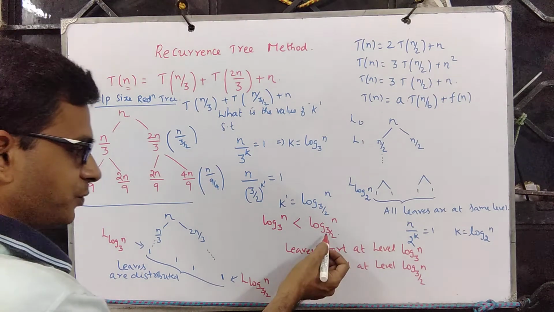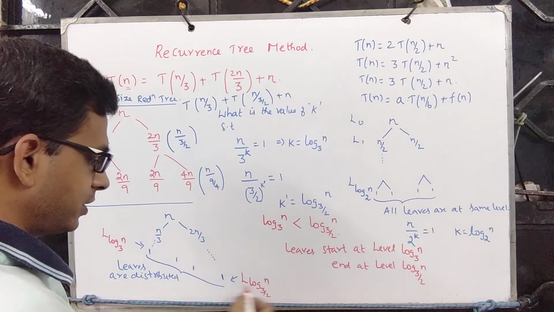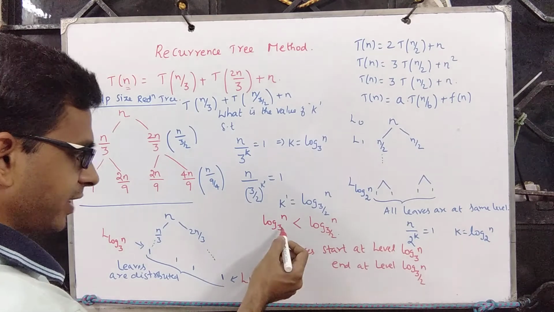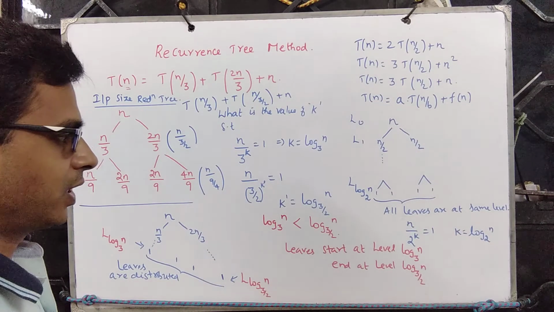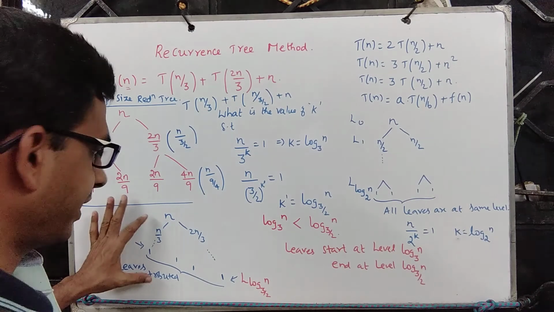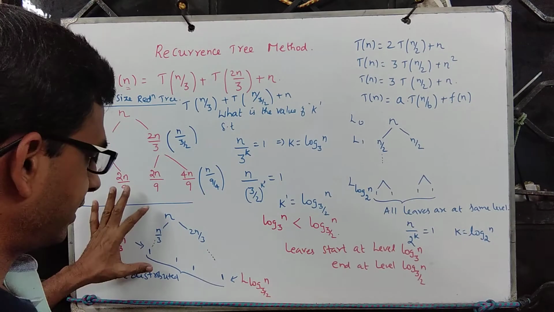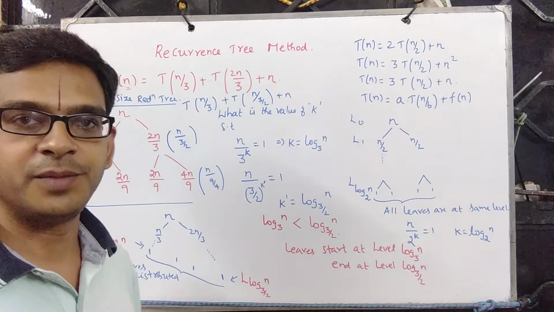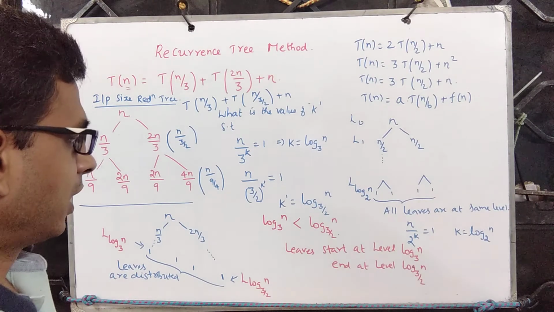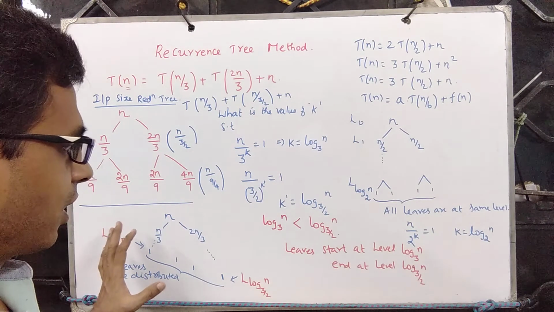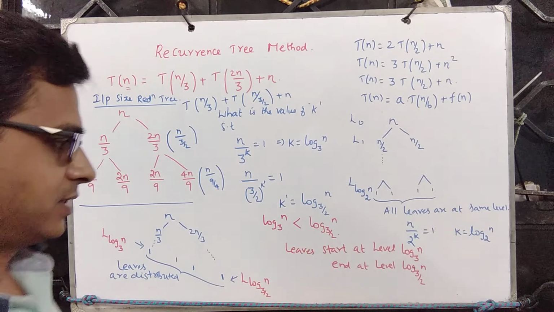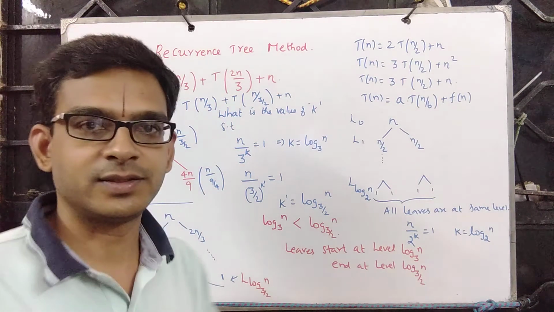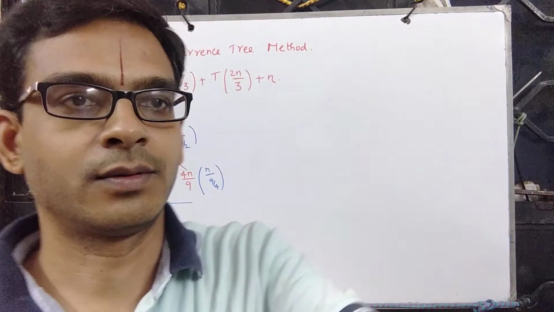Correct? Because the base is small, it will take more iterations to hit T of 1 subproblem. The base is relatively large, it will take least time to hit T of 1 subproblem. That shows that the underlying binary tree, if you look at it, input size reduction tree, the leaves are scattered between log n base 3 to log n base 3 by 2. Now given this picture, how do we estimate the cost, which we shall see now, and with that we can also find a solution to this recurrence.